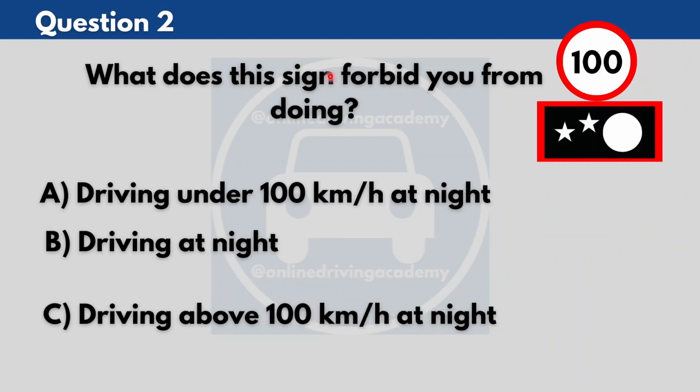Question 2. What does the sign forbid you from doing? Now we can see the maximum speed limit at the top of the sign, and we can see at the bottom it is indicating that it is nighttime. So is it A, driving under 100 kilometers an hour at night? Is it option B, driving at night? Or is it C, driving above 100 kilometers an hour at night? Now, since this is a maximum speed limit, the sign will forbid you from driving above 100 kilometers an hour at night. Therefore, the correct answer will be option C.